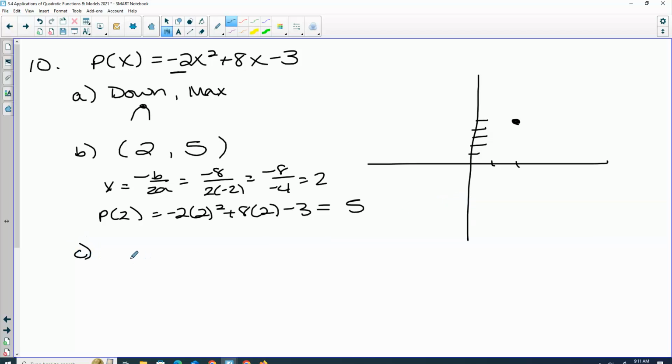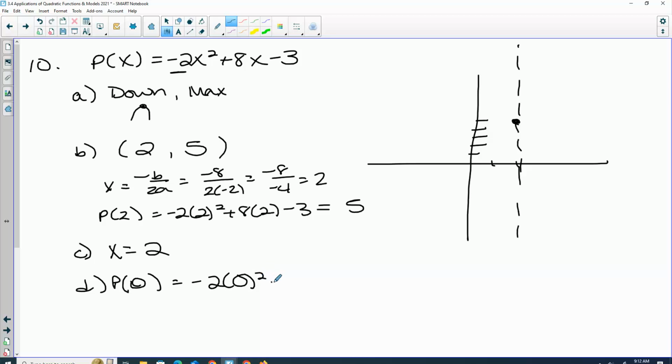Axis of symmetry is the vertical line that goes through the vertex. You have to give me the equation. It's always x equals the x value of the vertex. Okay, vertical lines go up and down. X equals. D, how do you find a y-intercept? Zero. Y-intercept is where you hit the y-axis. If you're on the y-axis, x is 0. And we get negative 3.